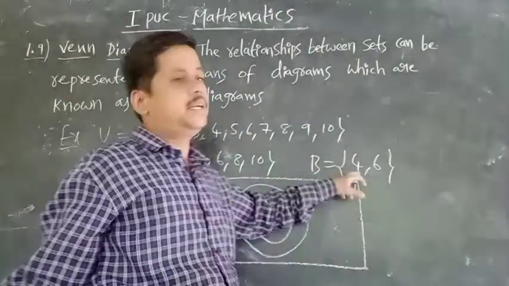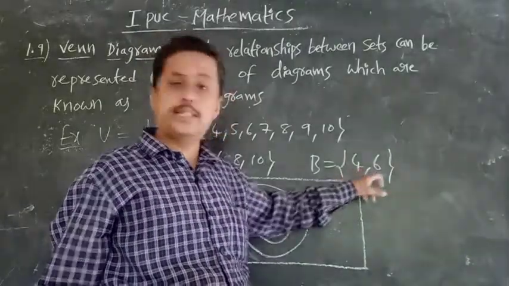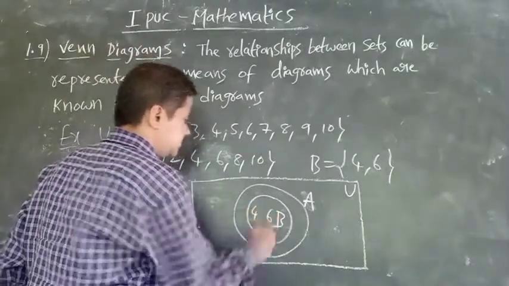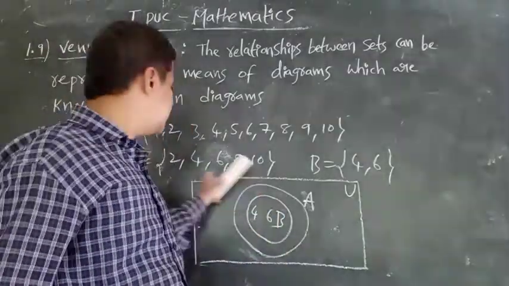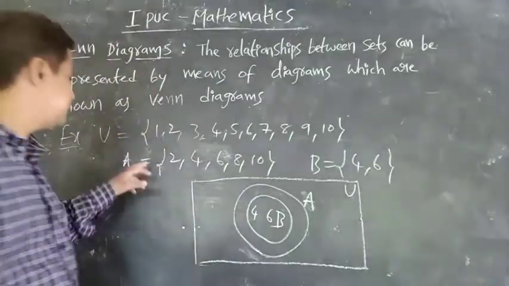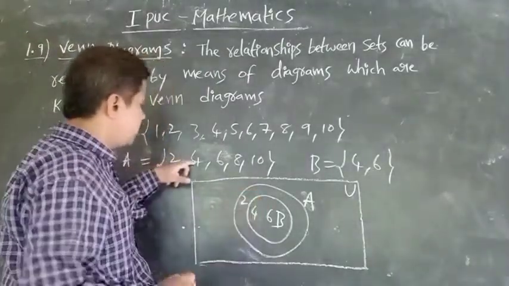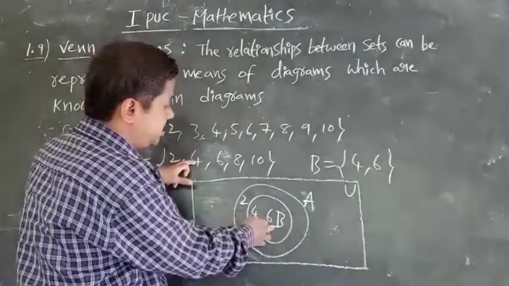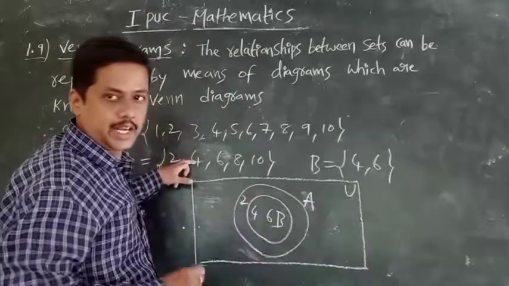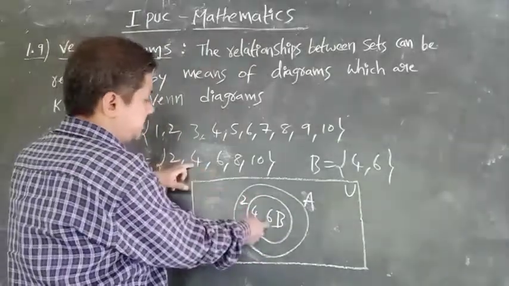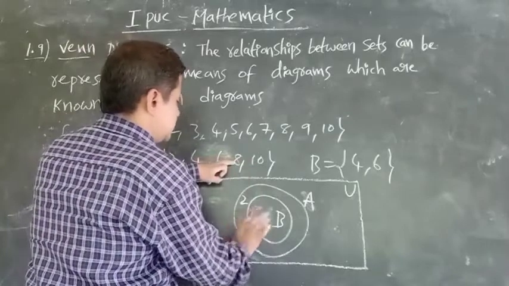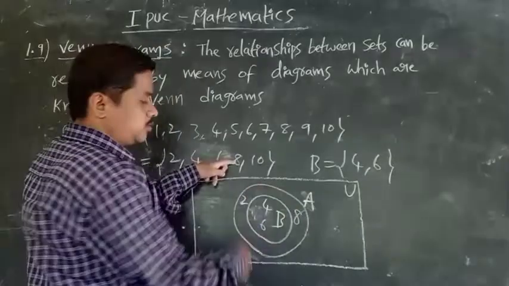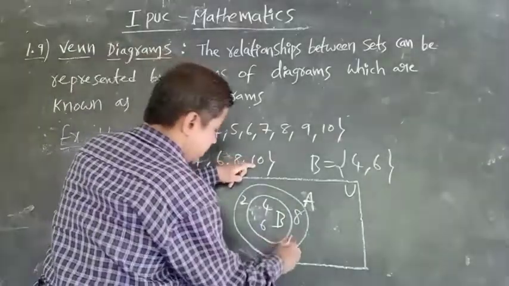First you have to write the smallest set, 4, 6, which is in set B, so write it here. Next, what are the elements in set A? 2 is there, and 4 and 6 are already there, because B is inside A, so B is a subset of A. No need to write them again and again. And 8 goes in A, outside B. Then 10 also goes in A. Understood?